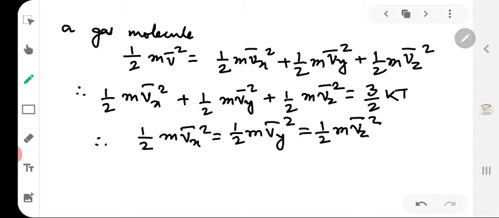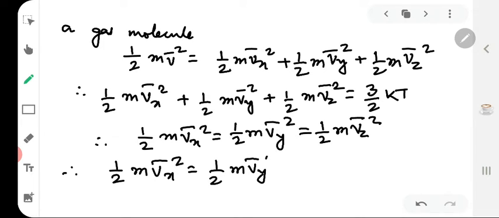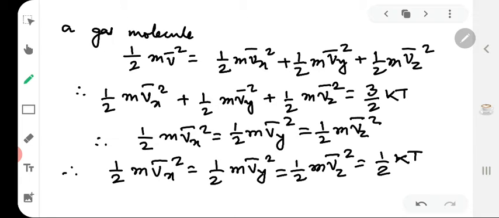Therefore, from the above equation we get half m v bar x square equal to half m v bar y square equal to half m v bar z square to be equal to half kT. Thus, the mean kinetic energy per molecule per degree of freedom is half kT. This result was first deduced by Boltzmann.